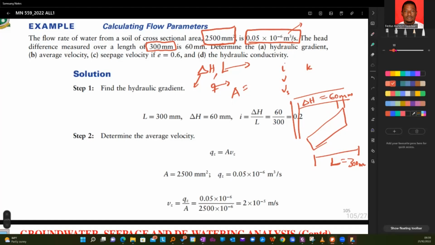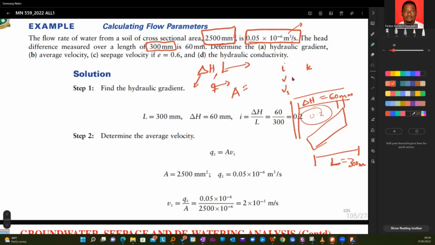So now that you have these values, you could easily do your calculation. So you have I, your hydraulic gradient, is equal to change in H on L, is equal to 60 on 300. And that gives you a value of 0.2. Is step one clear? Then we can move on to the next step. Yes. Good. Then the next step says, determine the average velocity.